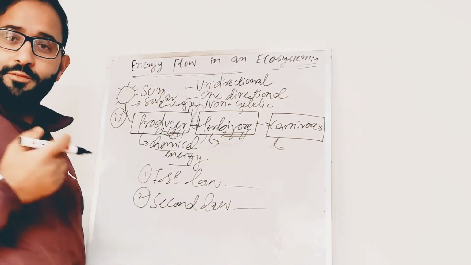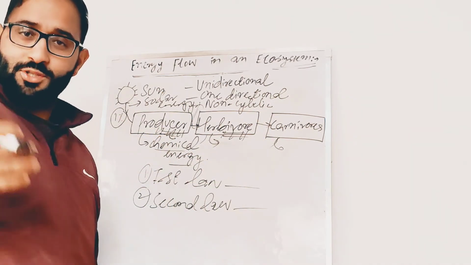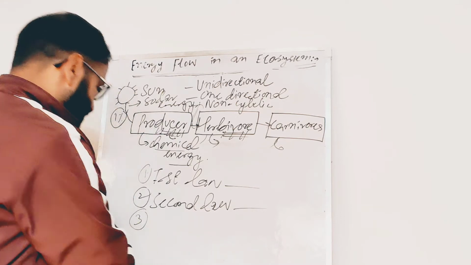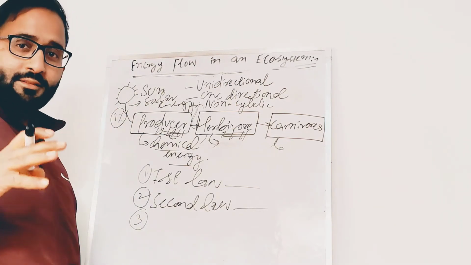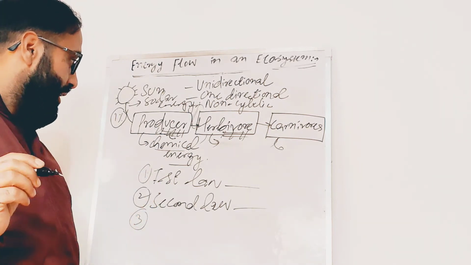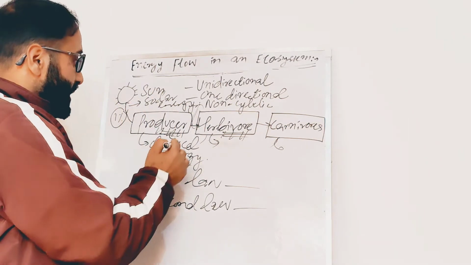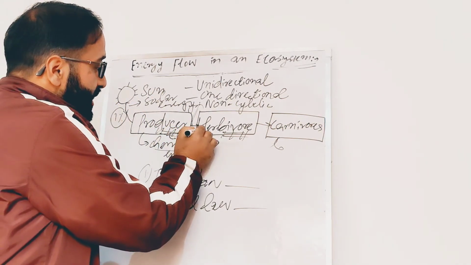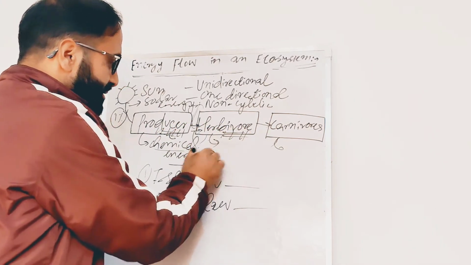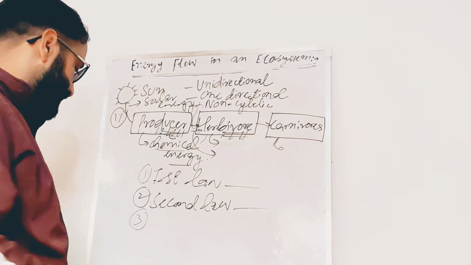So this energy flow in an ecosystem also follows the second law of thermodynamics. Now how much energy is being transferred and how much energy is lost into the environment? We can get this by the 10% law. The 10% law states that 10% of energy is transferred from one trophic level to another trophic level, and the rest, which is 90% of energy, is lost into the environment.